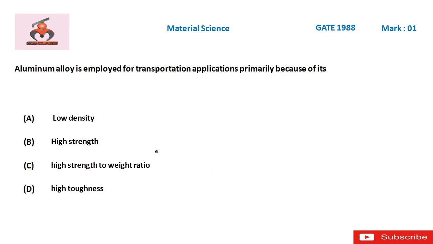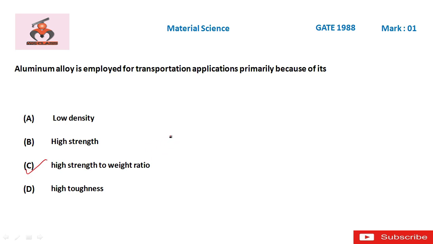Next is: aluminum alloy is employed for transportation application primarily because of its. It is a very famous question; the same question has been asked in SSC JE 2 to 3 times. The options are low density, high strength to weight ratio, and high toughness. The correct answer is high strength to weight ratio.